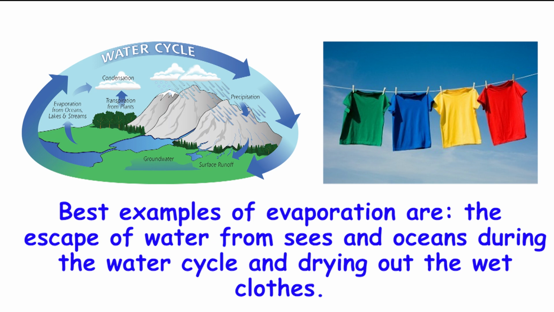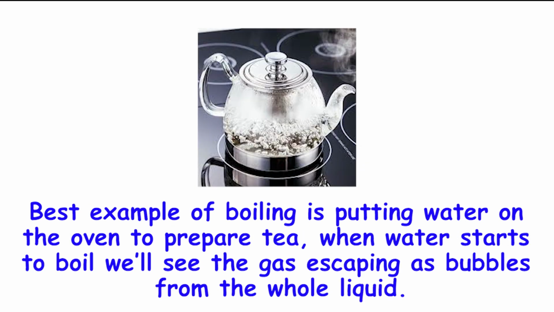The best examples of evaporation are the escape of water from seas and oceans during the water cycle and the drying out of wet clothes. The best example of boiling is putting water on the oven to prepare tea. When water starts to boil, we'll see the gas escaping as bubbles from the whole liquid.